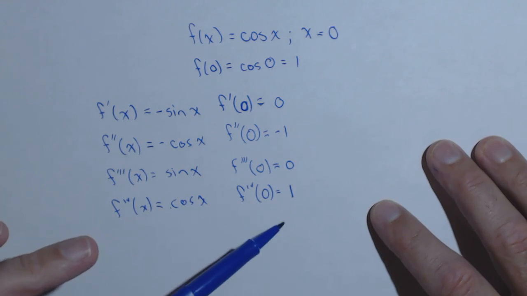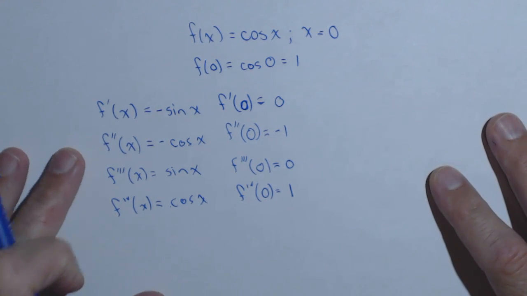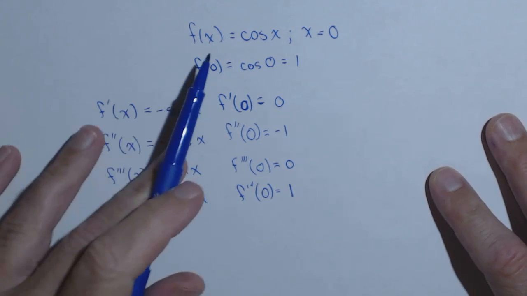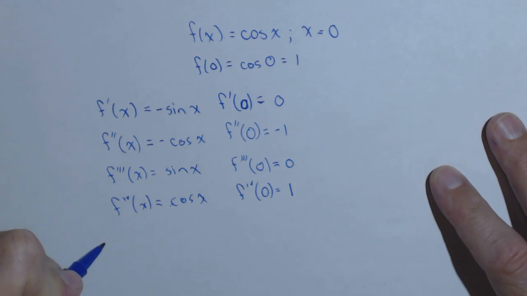0, negative 1, 0, 1, and it repeats. So I'm not going to go any further with that, but if you want to test it, you can. But notice we're right back to where we started. So if we go to build this Taylor polynomial, let's see what's going to happen.